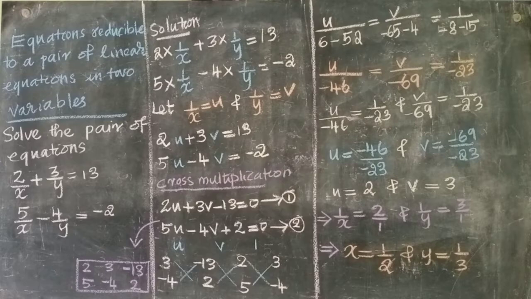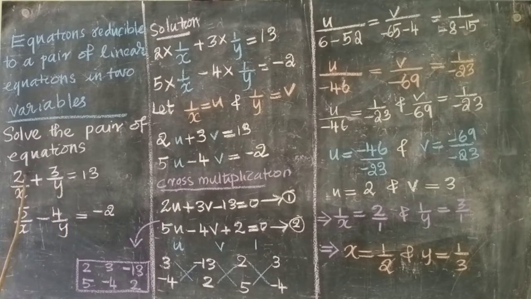See the question. Solve the pair of equations 2 by x plus 3 by y equal to 13, 5 by x minus 4 by y equal to minus 2. Here this pair of equations are not in the form of linear equations. So we are going to make necessary substitutions here and will make these two equations in the form of linear equations in two variables. So first we can rearrange the question.